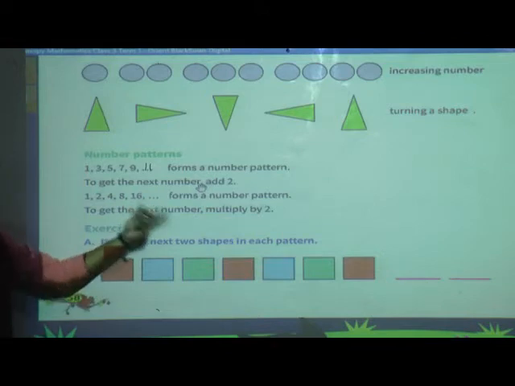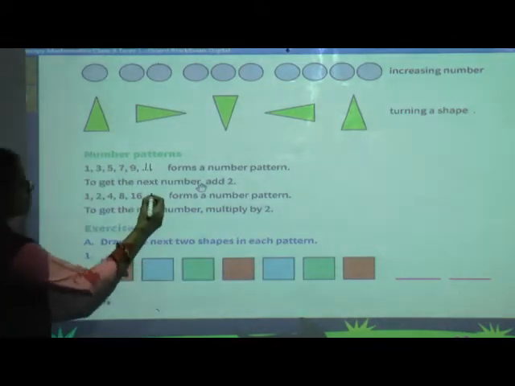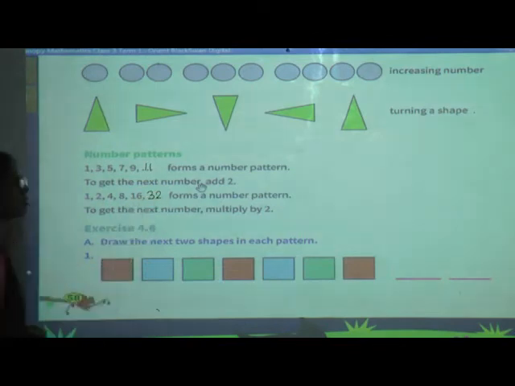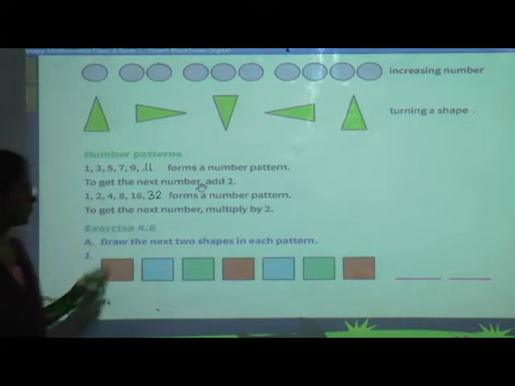And if we want the next number, then what do we have to do? Again we should multiply by 2. 16 into 2, 32. So this is also a number pattern. With the numbers also we can form a pattern.